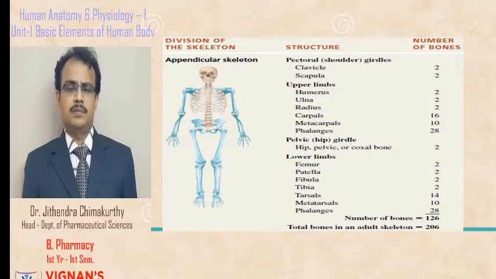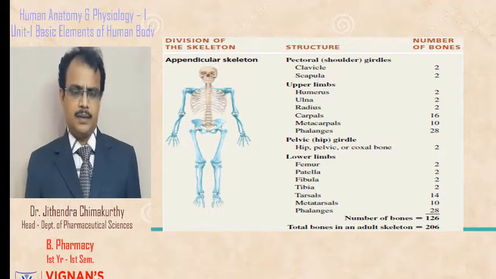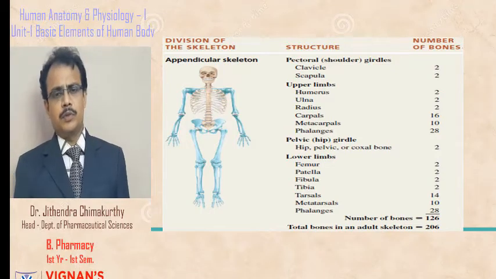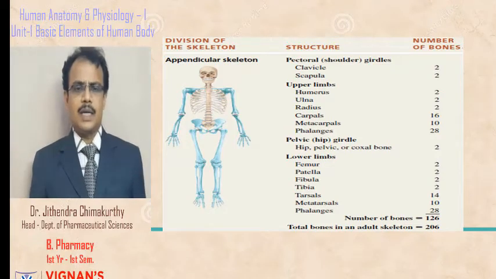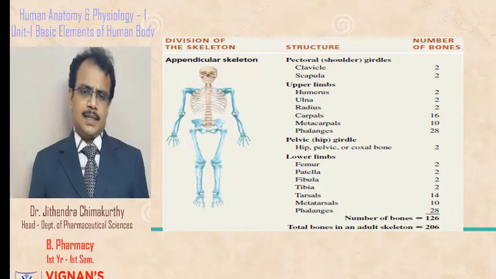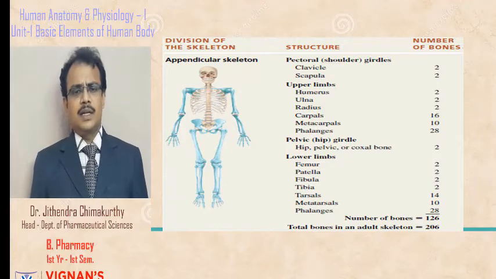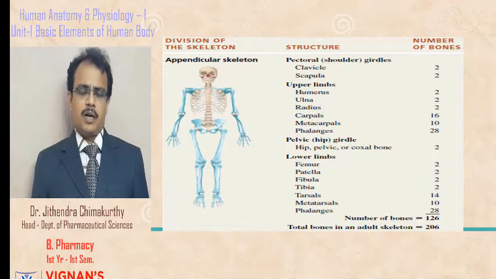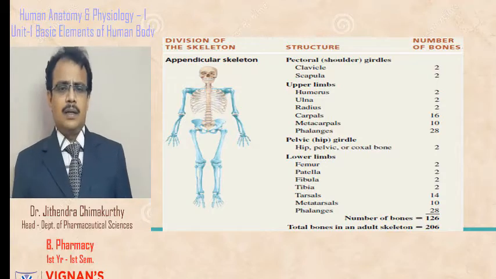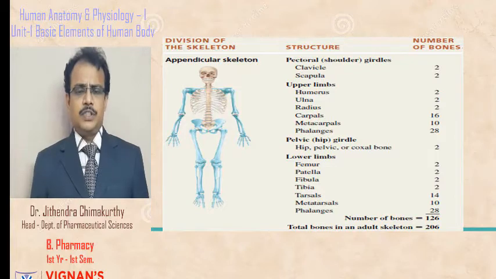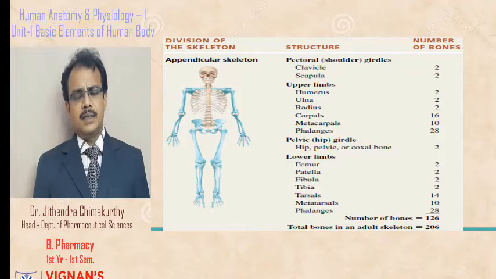In today's class, we will be discussing the bones of the appendicular skeleton. We have seen that the appendicular skeleton consists of bones which are appended or attached to the axial skeleton. In this, you will be studying the shoulder girdle and bones of the upper limb, and the pelvic girdle and bones of the lower limb. So these are the bones which are called the bones of the appendicular skeleton.